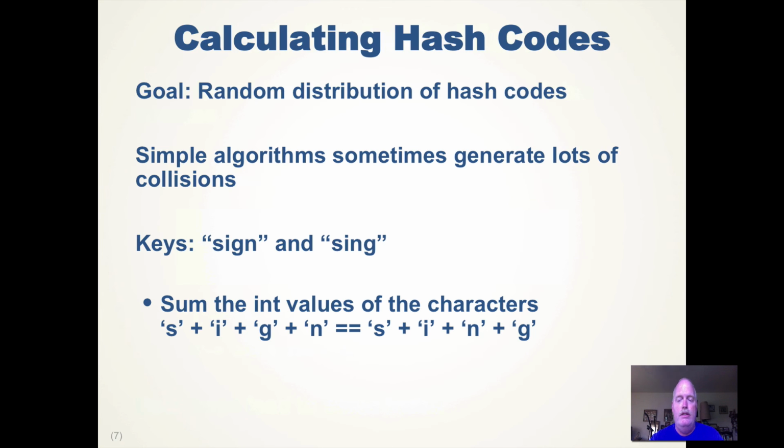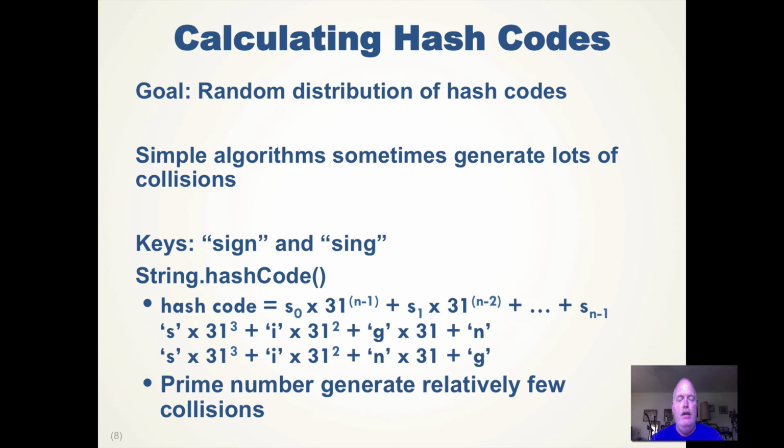So we're going to look at a different one. The Java string hash code uses an interesting way of producing hash codes by taking each individual character, multiplying it by 31 raised to that character's position minus 1. So sing is s times 31 to the third plus i times 31 squared plus n times 31 plus g, whereas sign is s times 31 to the third plus i times 31 squared plus g times 31 plus n. Those two integer values will be different and will not collide. And so using prime numbers generates relatively few collisions because of the way that primes multiply and divide.